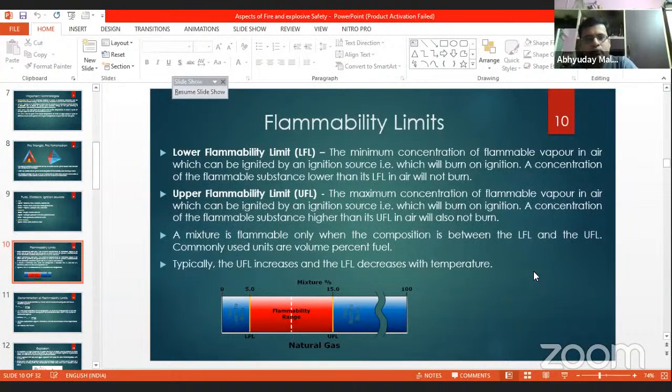The mixture of the fuel with the oxidizer, that is air or oxygen, is flammable only when the composition is between the lower flammability limit and the upper flammability limit. Typically these limits are expressed as percent by volume of the fuel in the mixture with air or oxygen. Experiments have shown that the upper flammability limit increases with temperature and the lower flammability limit decreases with temperature. Why do these things happen? Why does too little or too much fuel not catch fire? This is again a subject of thermodynamics, and there is a lot of intricate detail behind this.